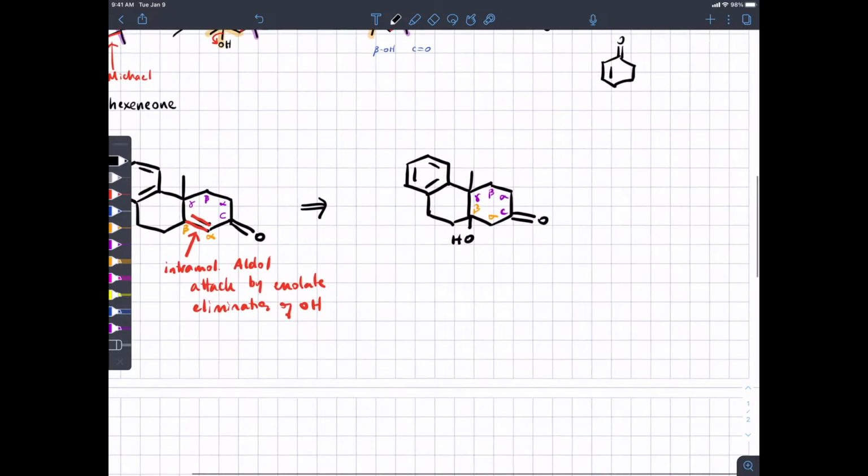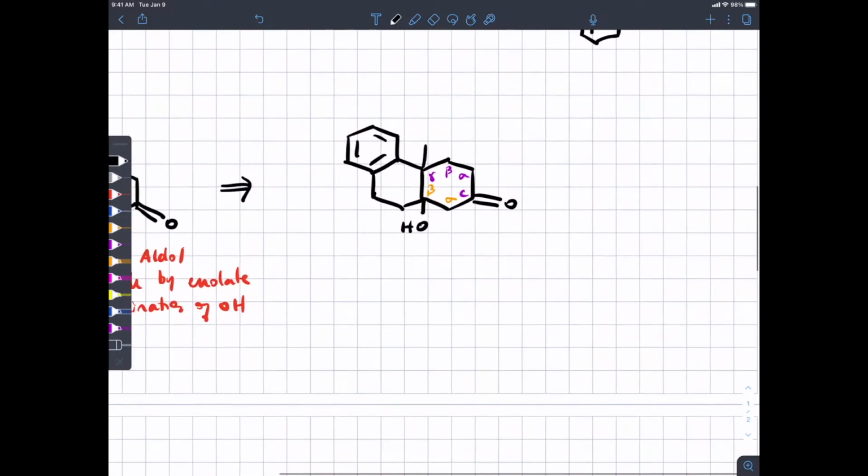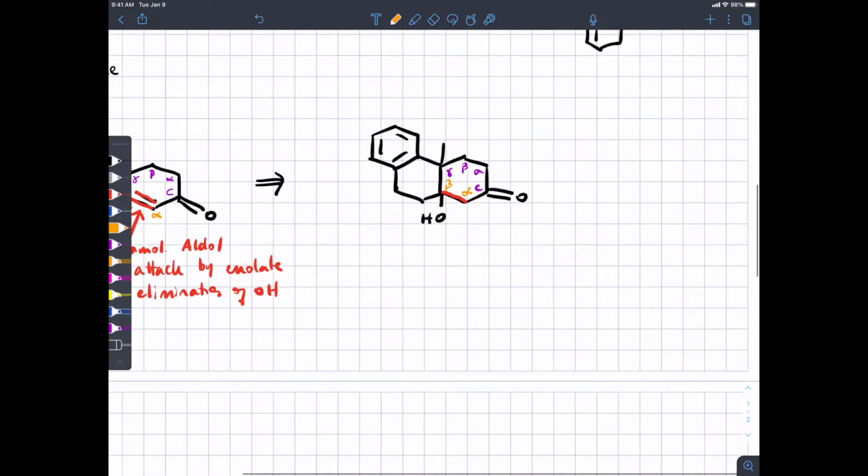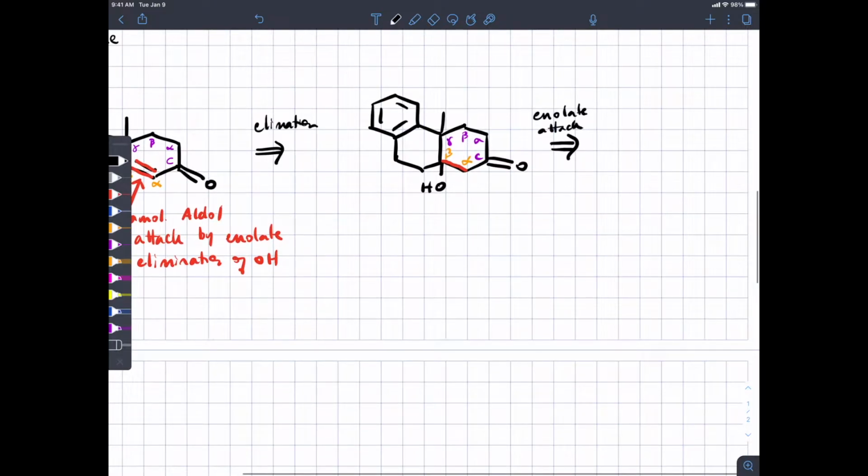All right, so that's an aldol product, right? A beta hydroxycarbonyl compound. In the aldol reaction, what's the bond that we make here? It's this sigma bond between beta and alpha carbons. So let's talk about what this molecule would have looked like. This was the elimination step. Let's talk about what it would have looked like before the enolate attack step. Okay, so let's see. Six-membered ring.